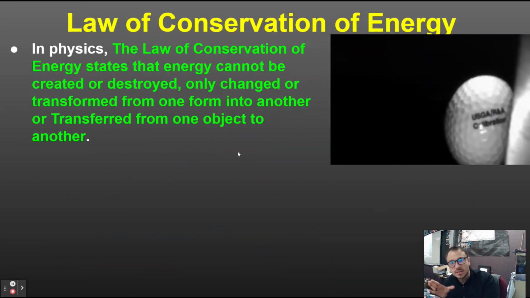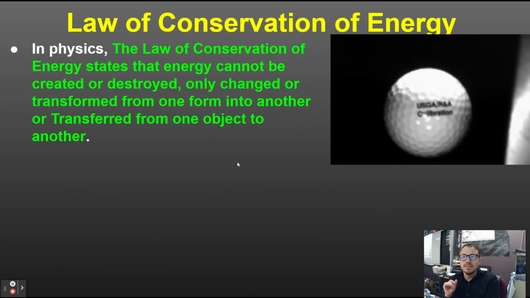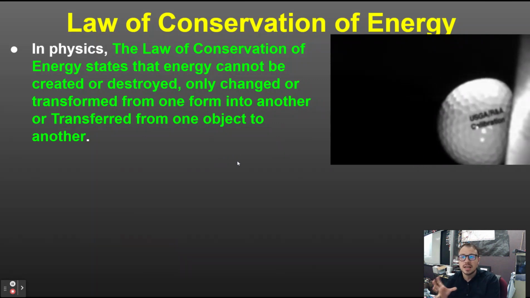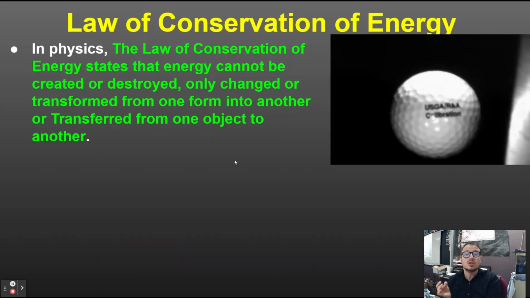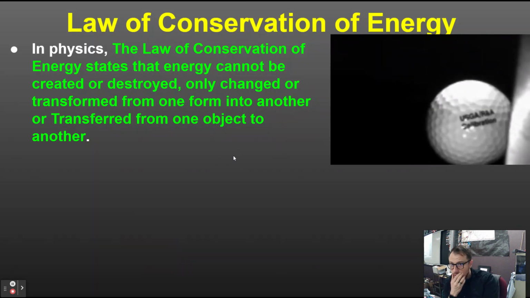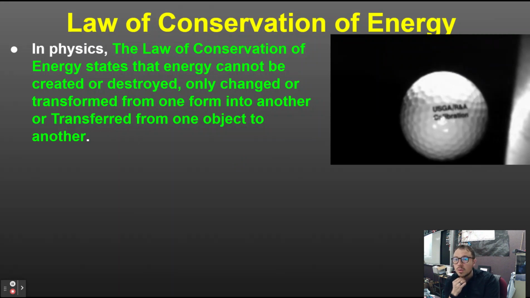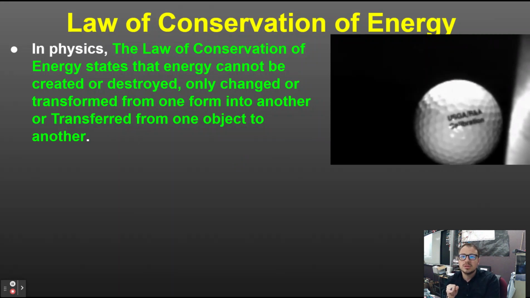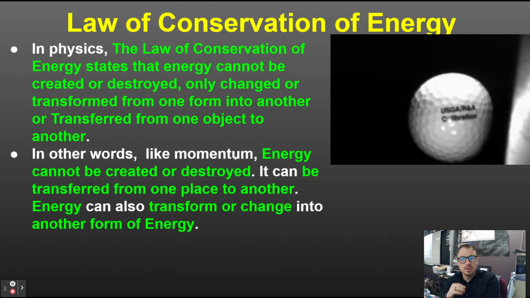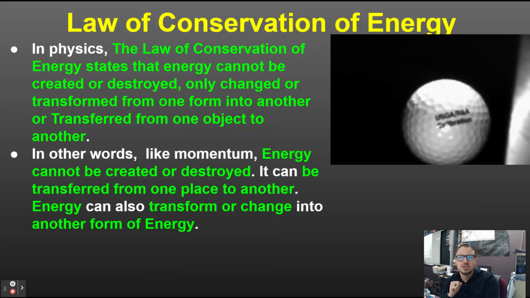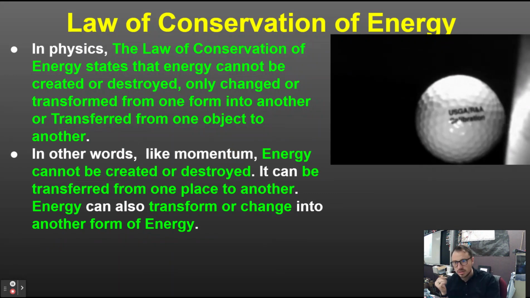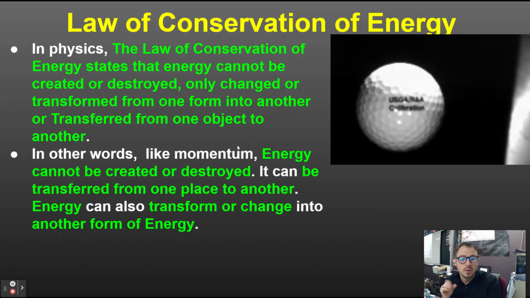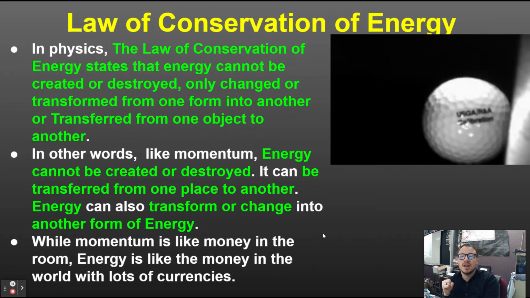So that brings us to the law of conservation of energy. The law of conservation of energy states that energy cannot be created or destroyed, only changed or transformed into another form, or transferred from one object to another. In other words, like momentum, energy cannot be created or destroyed. It can be transferred from one place to another. Energy can also transform or change into another form of energy.